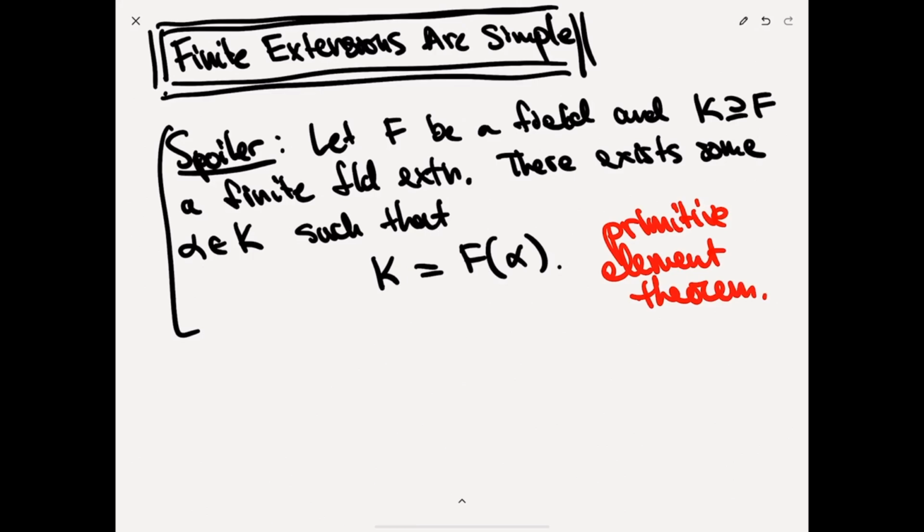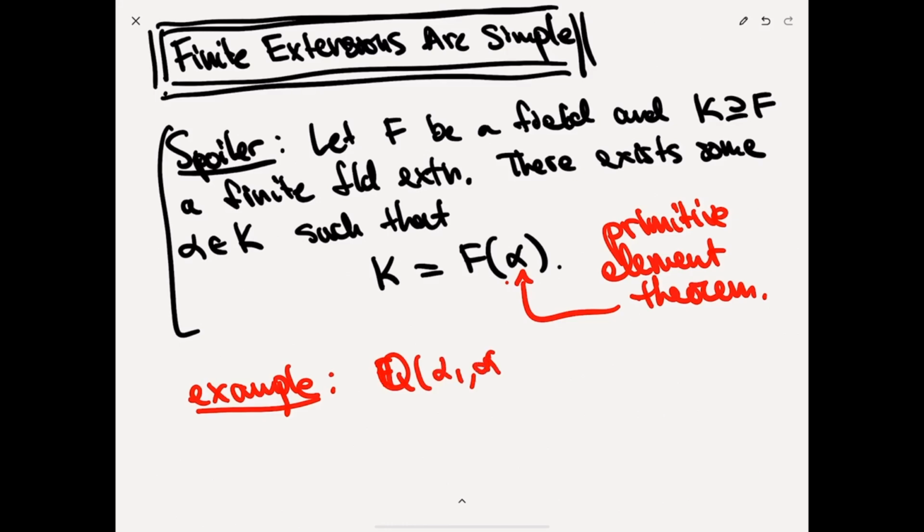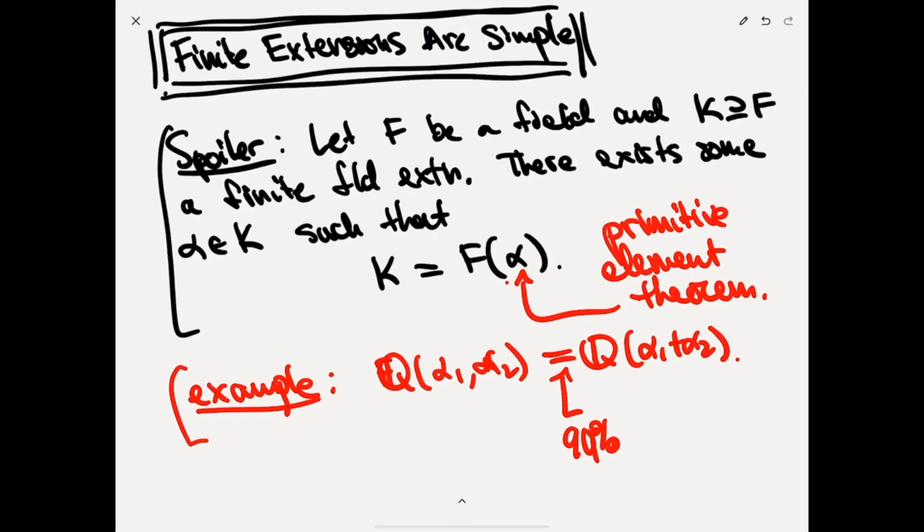And this is the primitive element. In practice, you'll have things like Q adjoin some crazy roots, alpha 1, alpha 2, and then it turns out that 90% of the time, and there are some special conditions you have to check, that this works: alpha 1 plus alpha 2. Okay, I mean it's really 99% of the time, or maybe I should say 100% of the time. This is how it's going to go, and we're going towards this.